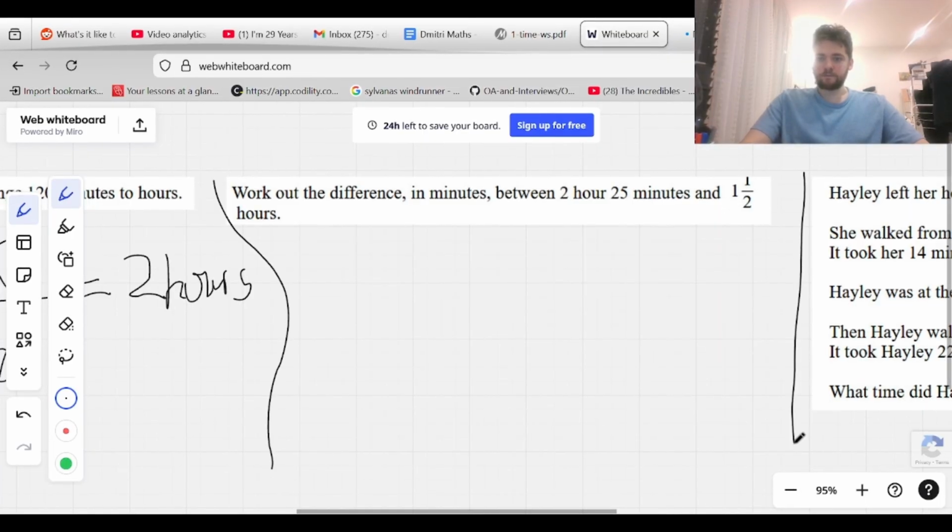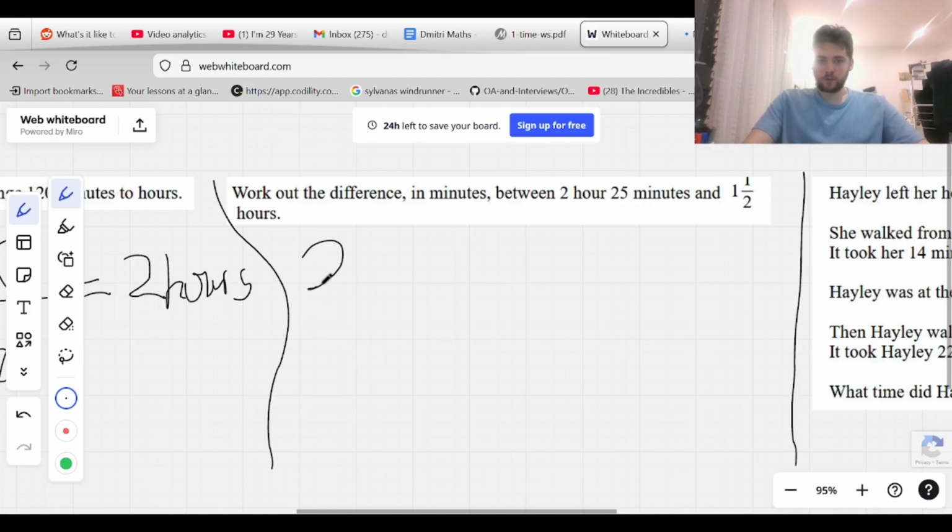So what I find is that I would choose to convert it into minutes because it's asking us to give the answer in minutes. So 2 hours and 25 minutes. Well, how do we work this out? Well, what we can do, we know that there's 25 minutes, but we just need to calculate how many minutes is 2 hours and then add the 25 minutes that come after.